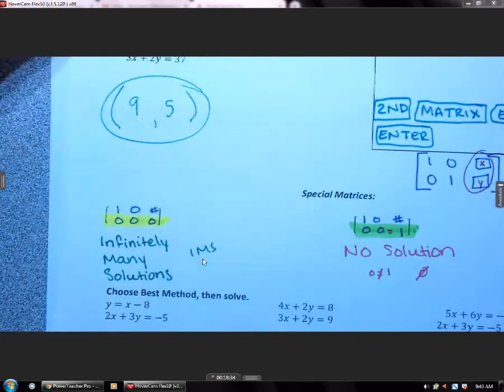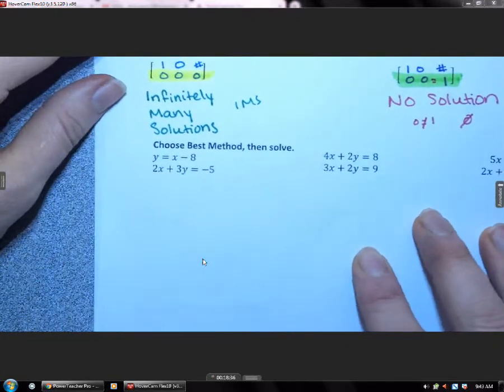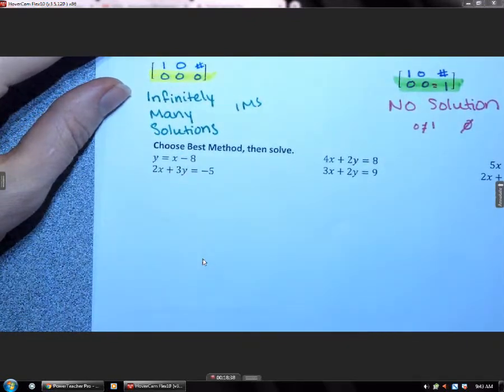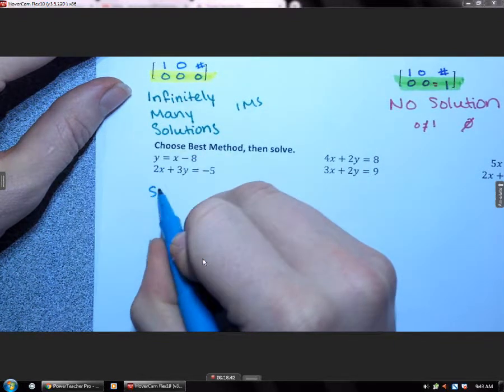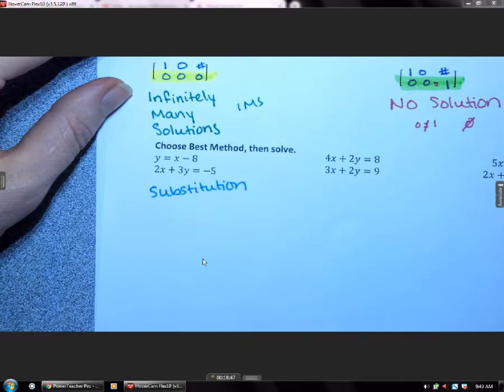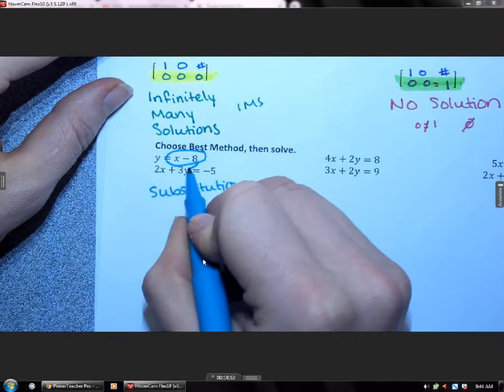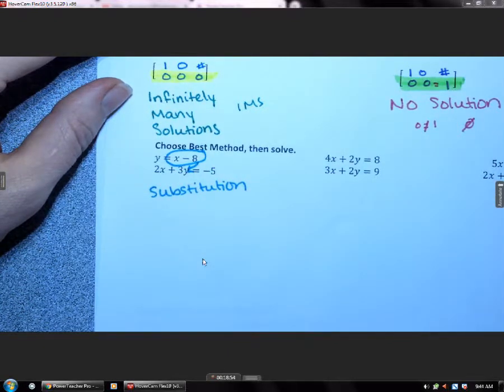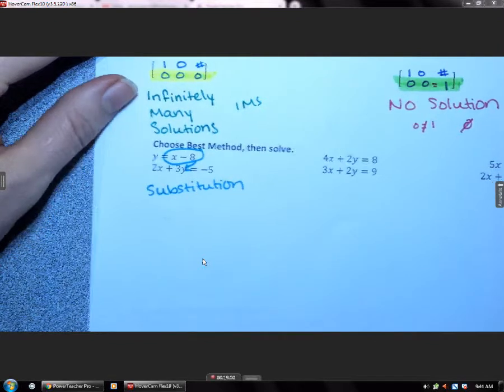For the sake of time, we're just going to choose the best method because I trust you guys can solve it. What do you think the best method for this one would be? Substitution. How come? Because you have one that's... Yep. And you could take this and you could plug it in for y and you guys could solve that out, right? On your homework, you do need to solve it. Right now, we're just going to say which one's best.